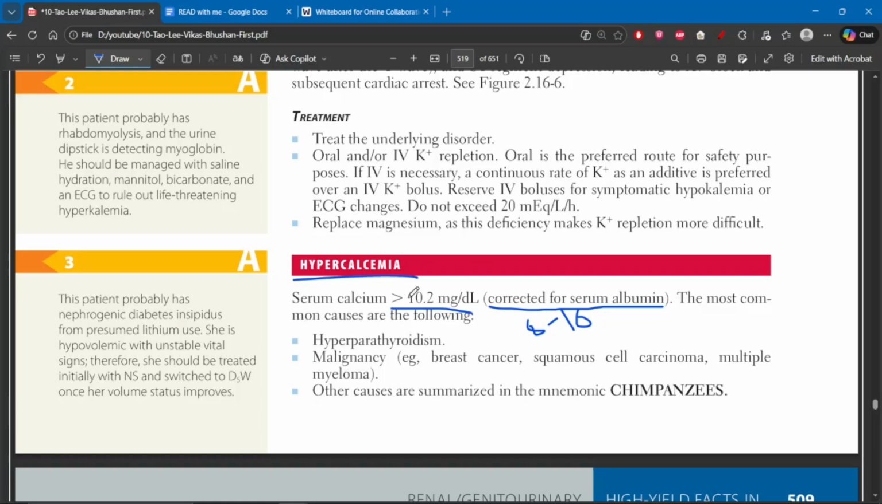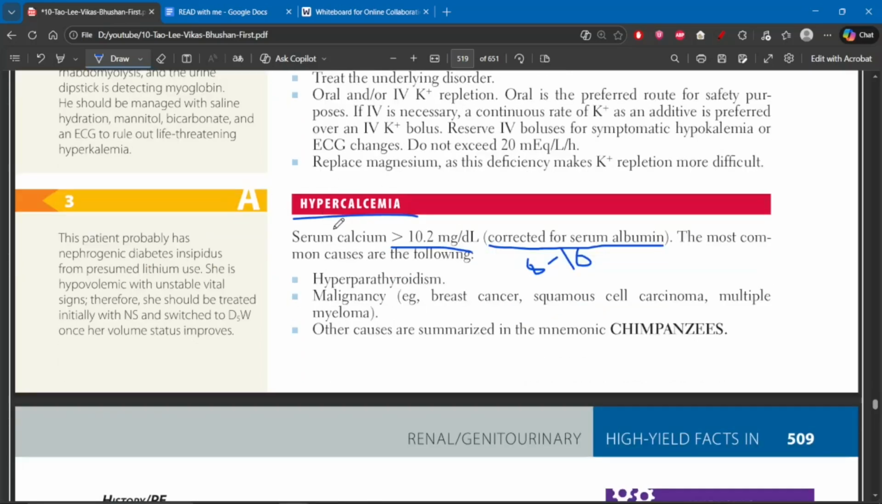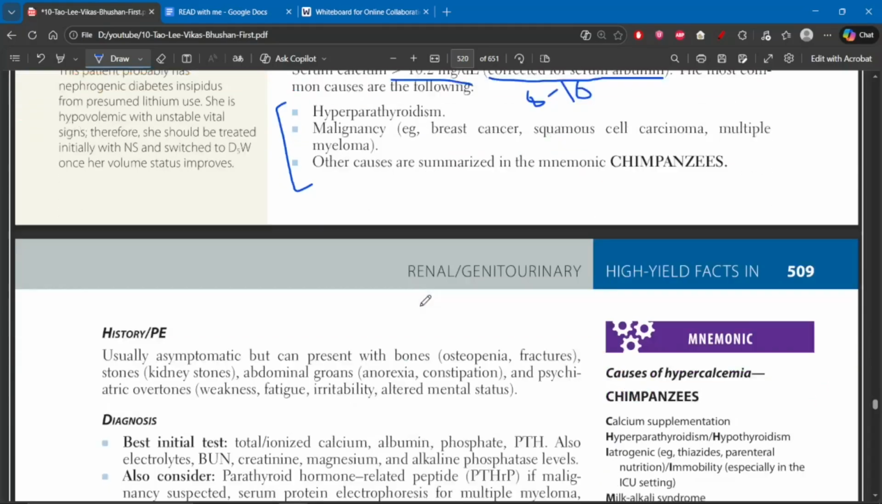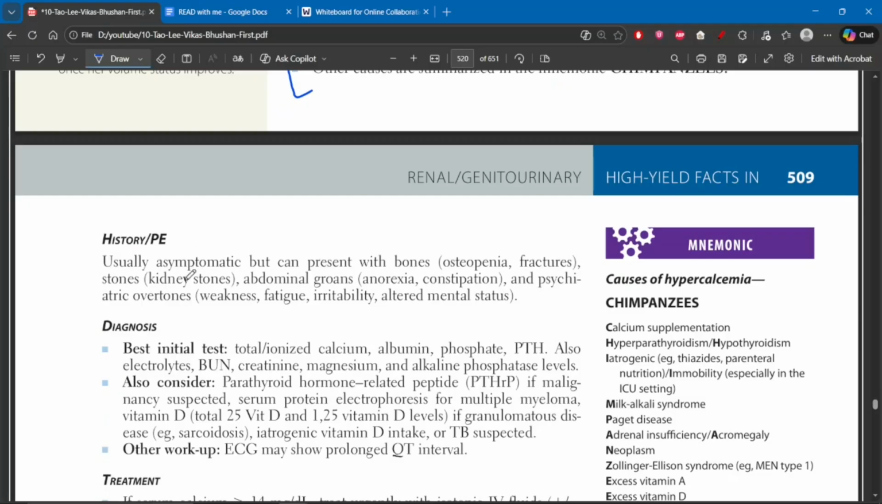All right, so then we call it true hypercalcemia now. Assuming that we have corrected it for albumin, now we're calling it a true hypercalcemia. And the most common causes are the following: hyperparathyroidism, malignancy, and other causes. So I'm going to explain all of them one by one, but after we read the history a bit, right?